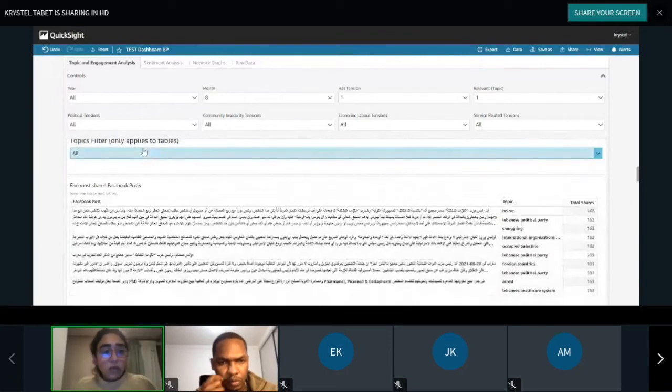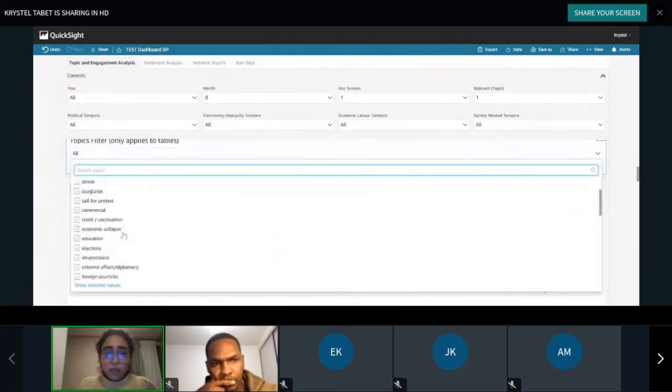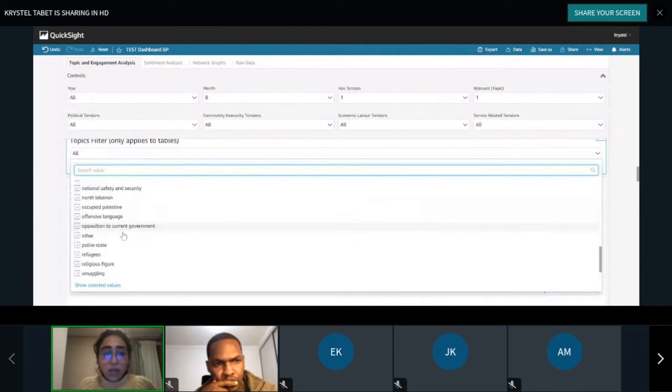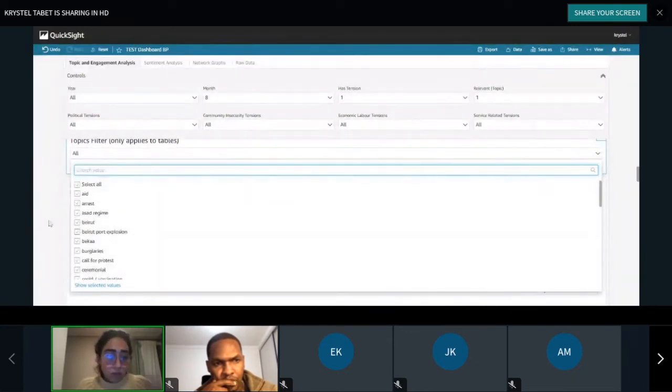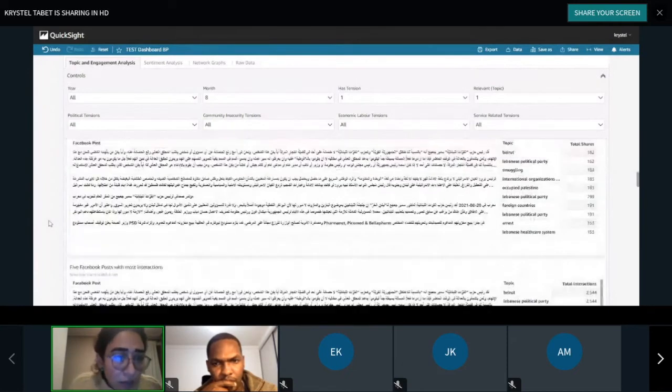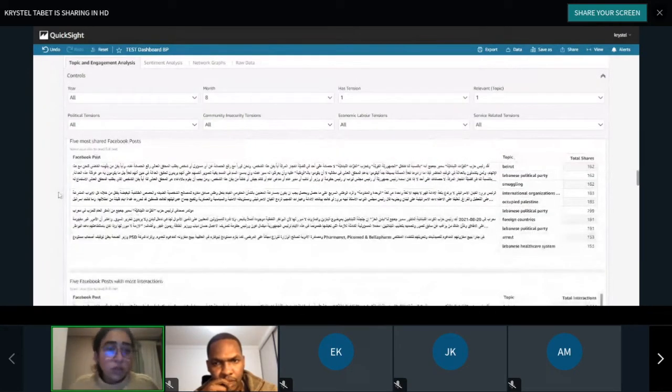So here we can also filter by topics. These are all the topics that our partner was interested in and used to label posts with. I'm not going to filter with them. I'm just going to show you the function. These were the 5 posts that were shared the most on Facebook in August. The first post includes the topics of Beirut, the Lebanese political party, and smuggling.